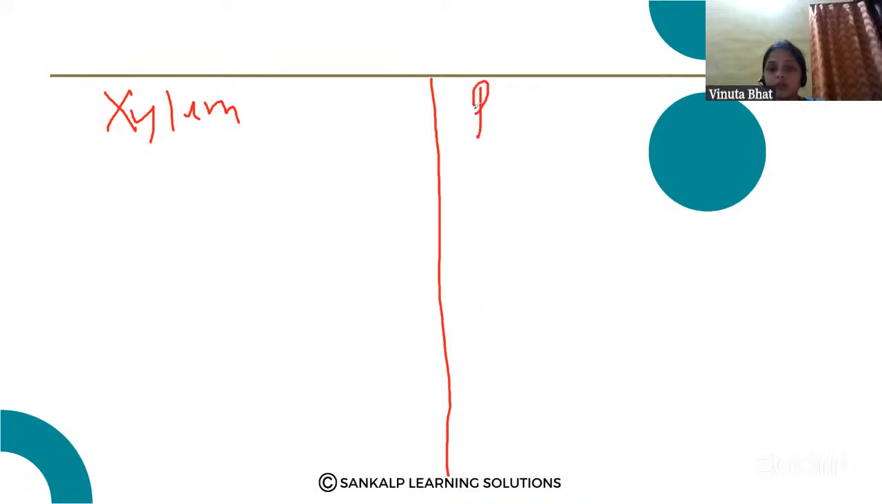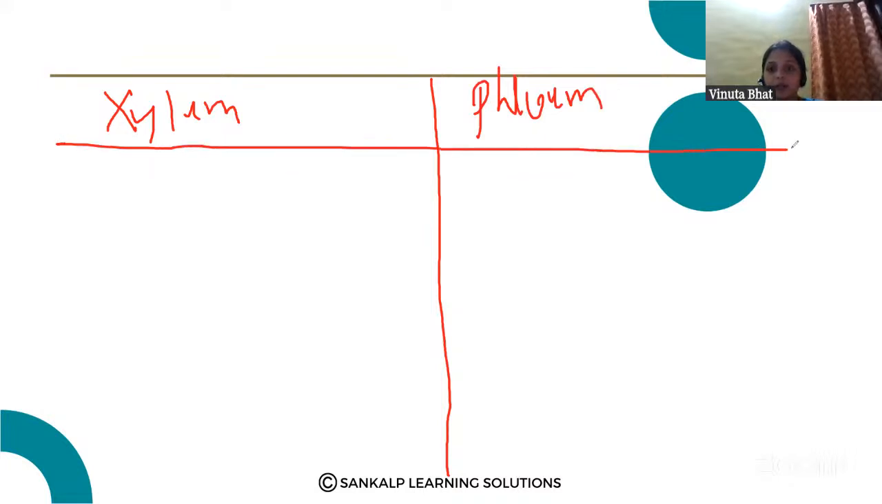While writing the difference, write xylem in one column and phloem in one column. This is the actual method of writing a difference. Write down the first point. Xylem transports the water, write it in a full sentence. Phloem is the food transporting tissue, which transports the products of photosynthesis. The photosynthesis products mean glucose and some amino acids. So phloem transports the food.